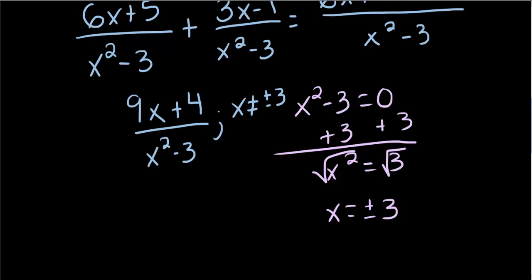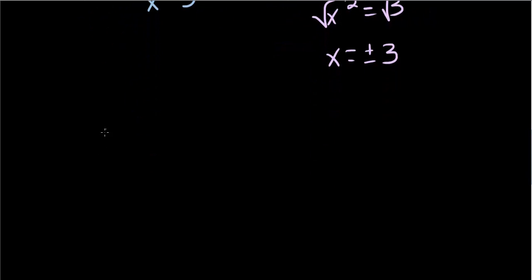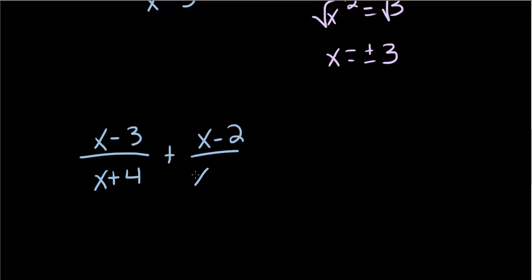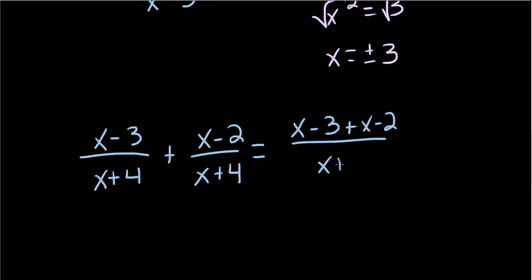Let's try another one. x minus 3 over x plus 4 plus x minus 2 over x plus 4. Again, we have the same denominator, so we just have to combine the like terms in the numerator. So it's x minus 3 plus x minus 2 over x plus 4. So we combine like terms, x plus x, that is 2x. Negative 3 minus 2, negative 5 over x plus 4.